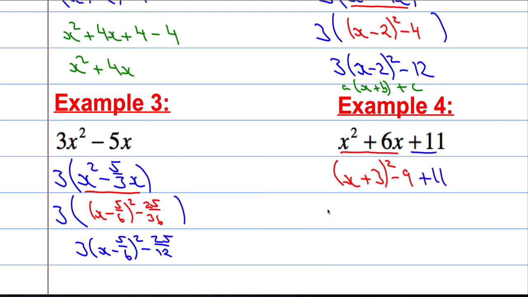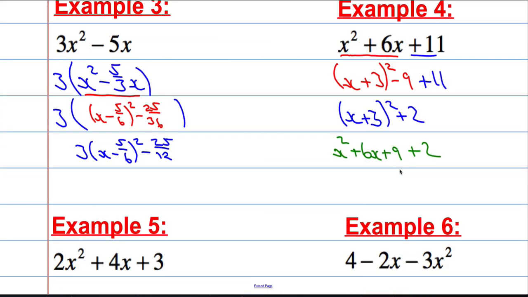Now let's tidy it up, and we get (x + 3)² + 2. We'll do a quick check. Let's expand this out. We get x² + 6x + 9, and then we have the 2 on the end, and when I tidy that up, you should see we get x² + 6x + 11. So the blue part is the answer here.